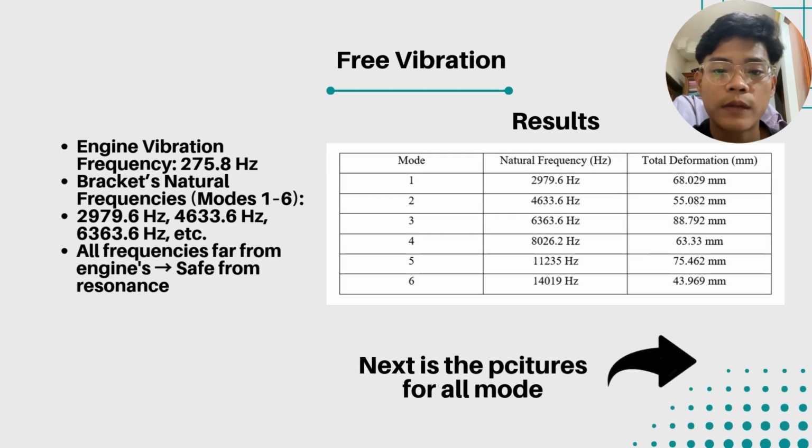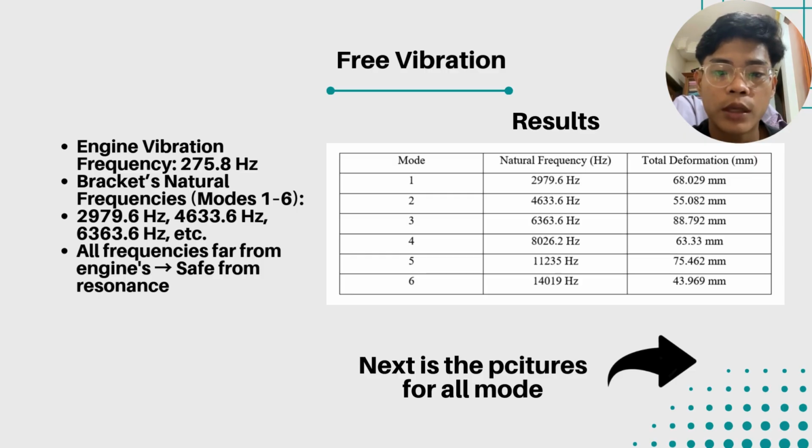For research safety verification, the design O bracket natural frequency is 2979.6 Hz, significantly higher than the engine 275.8 Hz excitation frequency. Matching with the information that we need, the design avoids resonance risk.